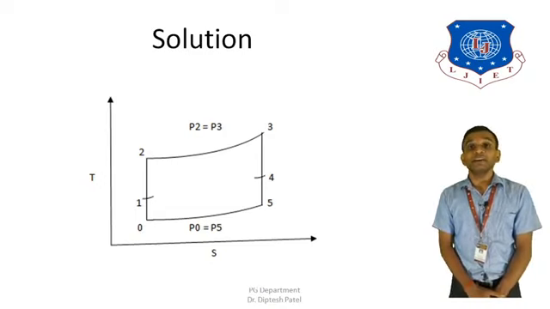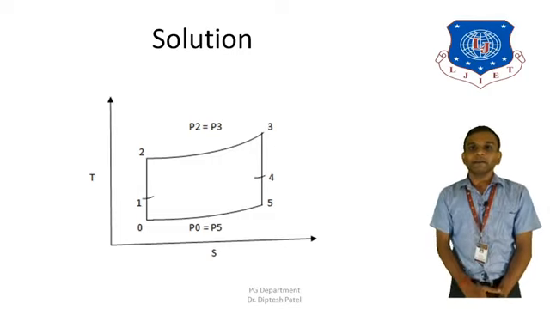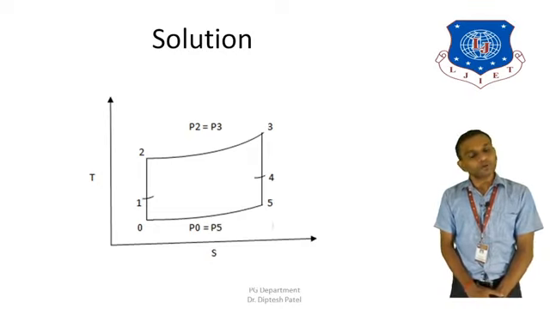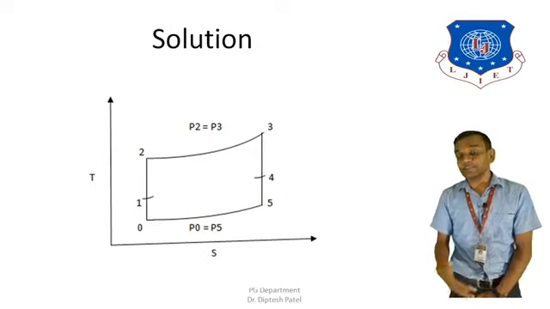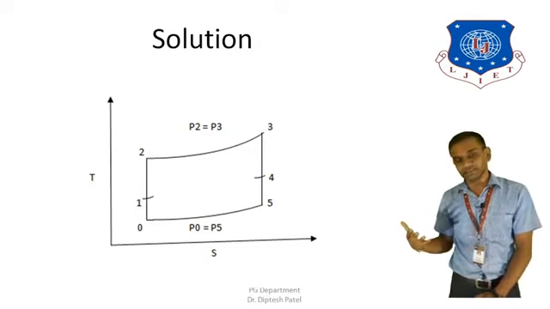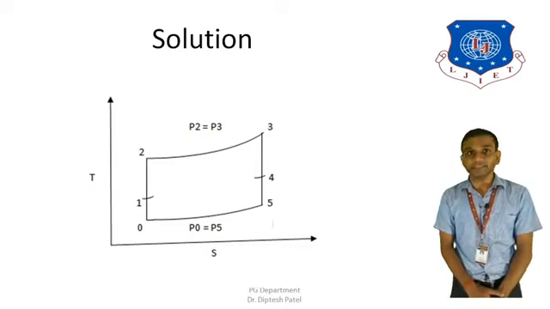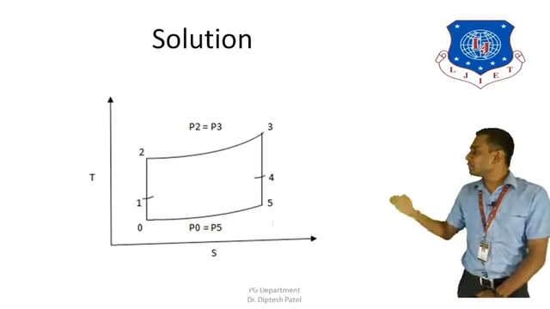Then 3 to 4 is isentropic expansion in the turbine. As we know, the partial expansion takes place in the turbine. And 4 to 5 is isentropic expansion in the nozzle, and because of that we get the thrust. Similarly 5 to 0 is a heat rejection process. Here the pressure remains constant during the heat rejection as well, and therefore P0 has been taken as P5. So this is the TS diagram.